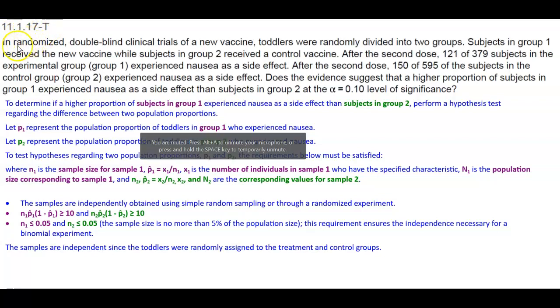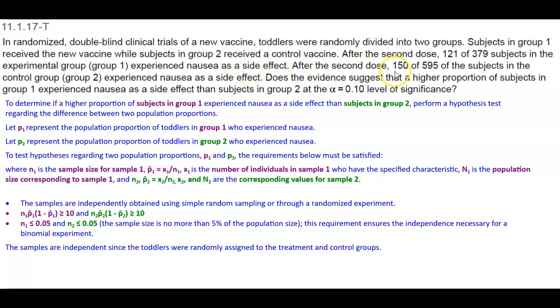11.1.17-T. In randomized, double-blind clinical trials of a new vaccine, toddlers were randomly divided into two groups. Subjects in Group 1 received the new vaccine, while subjects in Group 2 received a control vaccine. After the second dose, 121 of 379 subjects in the experimental group, Group 1, experienced nausea as a side effect.